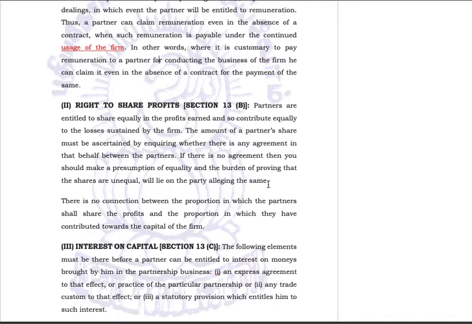Okay. There is no connection between the proportion in which the partners shall share the profits and the proportion in which they have contributed towards the capital of the firm. There is no connection in this thing. How much money you paid, okay, initially, how much money you brought to the firm, you would equally share the profits unless there is some contract, okay.